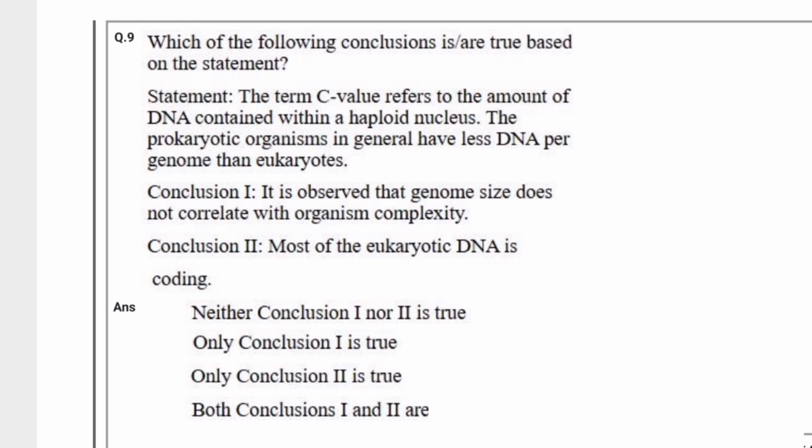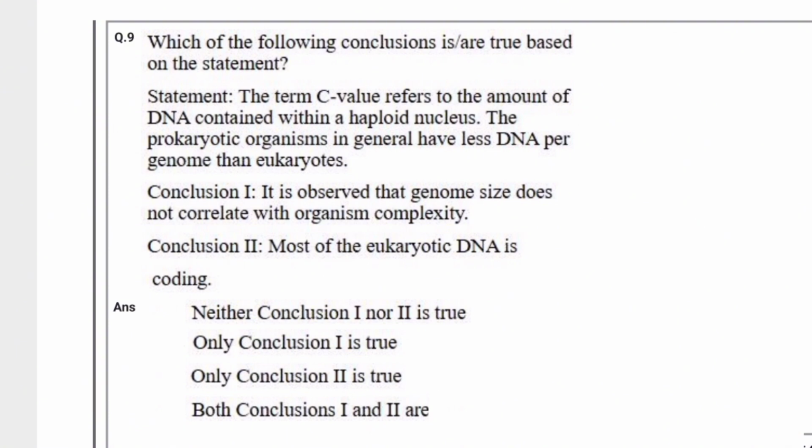Which of the following conclusions is true based on the statement? The statement is: the term C-value refers to the amount of DNA contained within a haploid nucleus. The prokaryotic organisms in general have less DNA per genome than eukaryotes. Conclusion 1: it is observed that genome size does not correlate with organism complexity. Conclusion 2: most of the eukaryotic DNA is coding.